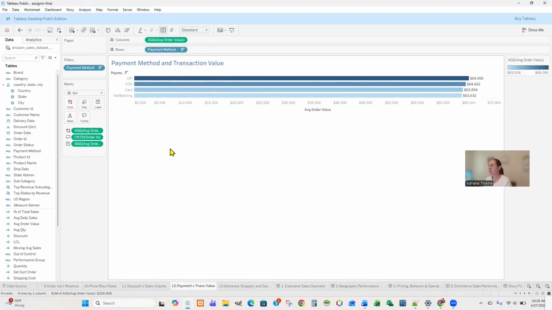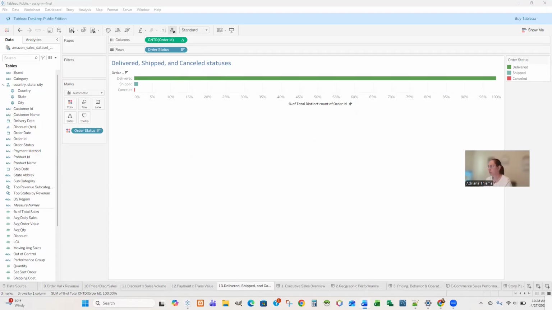Our next chart is a simple bar chart that compares the payment methods versus transaction value. So we want to look into what types of payments, if any, are driving more sales. So we see that different payment types do not really impact as much on our sales revenue.